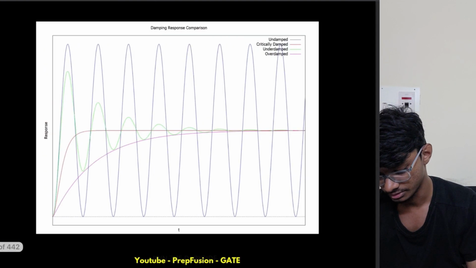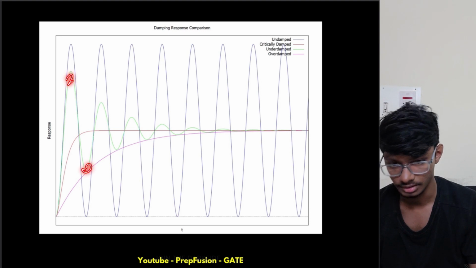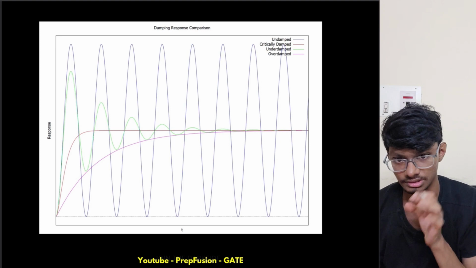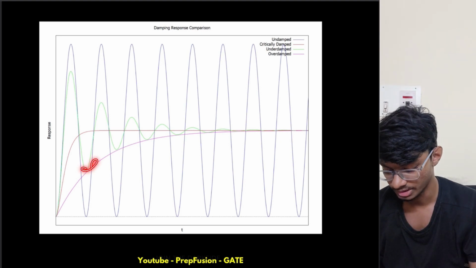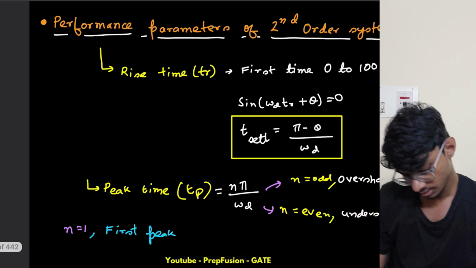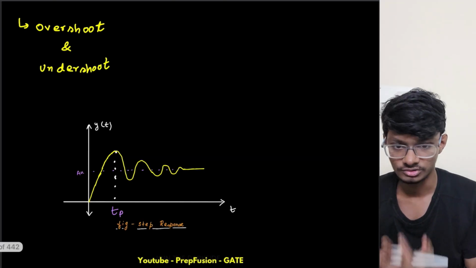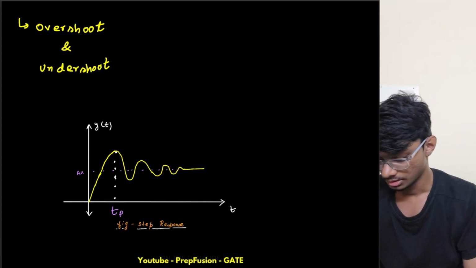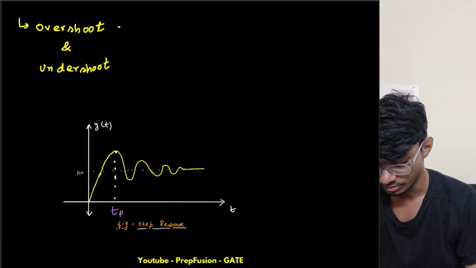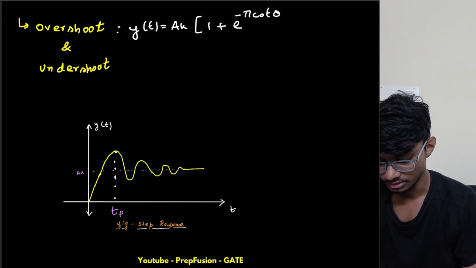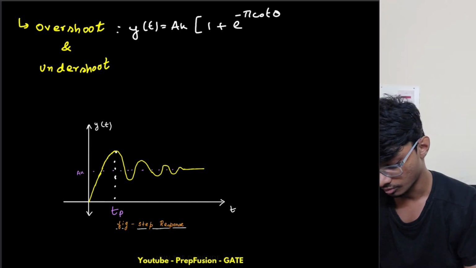From the graph also you can see. This is the first peak, then at n equals 2 I'm at the minima, then again at n equals 3 I'm at the maxima, basically local maxima. So this is local minima and local maxima. Now what are the overshoot and undershoot equations? What are the values equal to? For this one, my y of t is, I hope you remember, A K into 1 plus e raised to power minus pi cot theta. This was my equation for overshoot.